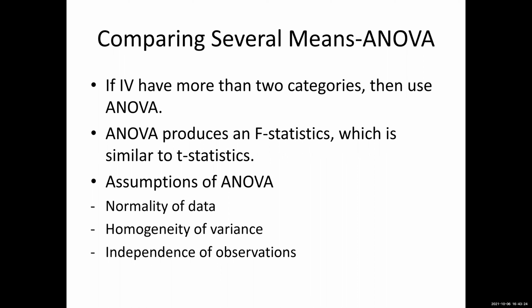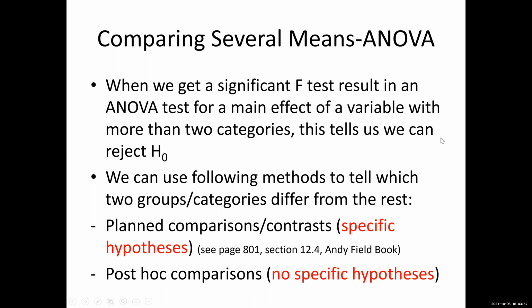Now, ANOVA gives you an F statistic, which is similar to a t statistic. ANOVA also has the same assumptions which the t-test had. Basically, what ANOVA does is run a series of t-tests between two groups. That's why, more or less, it has the same assumptions: normality of data for each group, homogeneity of variance, and independence of observations. Whenever you run ANOVA, you will get an F statistic.